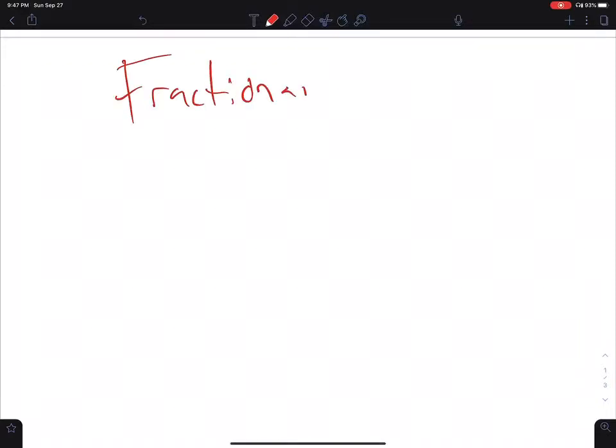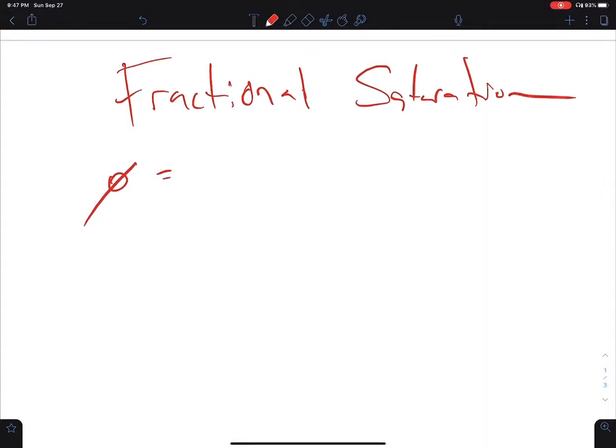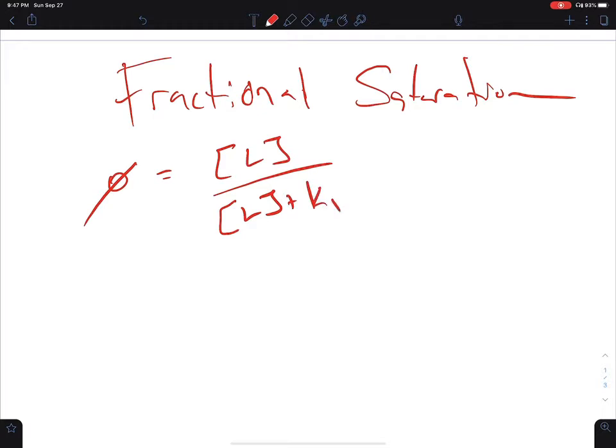All right, so last time, fractional saturation. We defined the equation for fractional saturation of a protein. So theta, which is the fraction of bound protein, is equal to the ligand concentration over the ligand concentration plus the Kd, right? Now, looking at this, I want to see some implications, right?